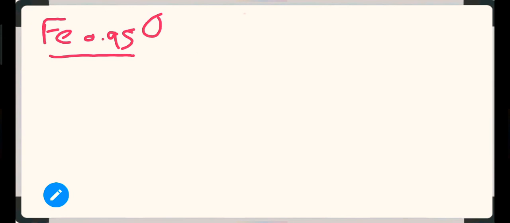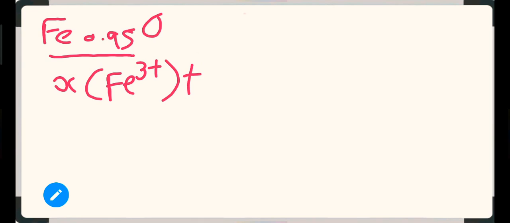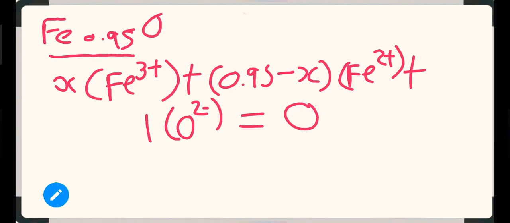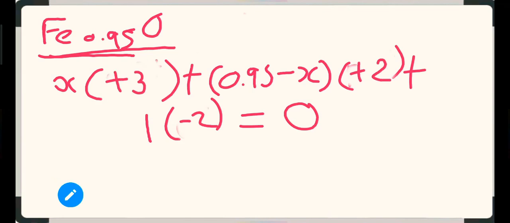So our equation will be: quantity of Fe+3, which is x, multiplied by the oxidation state of Fe+3, plus quantity of Fe+2, which is 0.95 minus x, multiplied by the oxidation state of Fe+2, plus quantity of oxygen, which is 1, multiplied by the oxidation state of oxygen, is equal to 0 because our compound is neutral. So now let us put the oxidation states here. Okay, so now let us solve the equation.